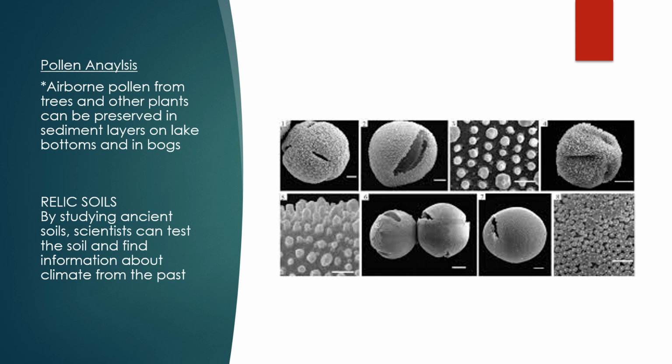Pollen analysis. This is another way that we look at climate from the past. You have airborne pollen from trees and other vegetation. It's preserved in sediment layers on the bottom of lakes and bogs and really any type of wetland. So what can that pollen tell us about past climate? Well, if this lake, for instance, is in a desert environment or a dry environment, and you have pollen from a plant that requires lots and lots of moisture, lots of precipitation, then that means that long ago there used to be more precipitation to foster that type of plant growth. Does that make sense?